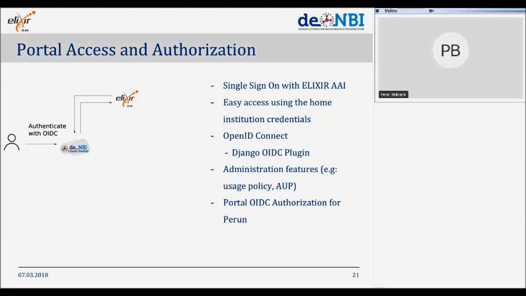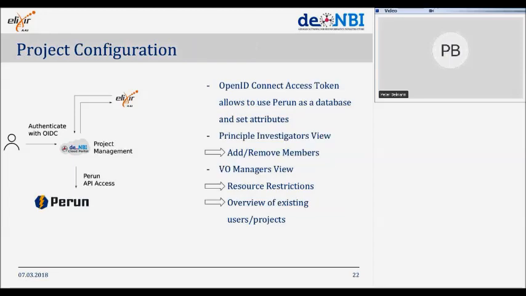OpenID Connect allows our portal to use a token that is specific for a user to access Perun. So I think this is something that Michael already described, to retrieve specific information based on the user role in Perun. And so this access token allows us to use Perun as a database. As Michael already mentioned, we are using Perun actually like a database.